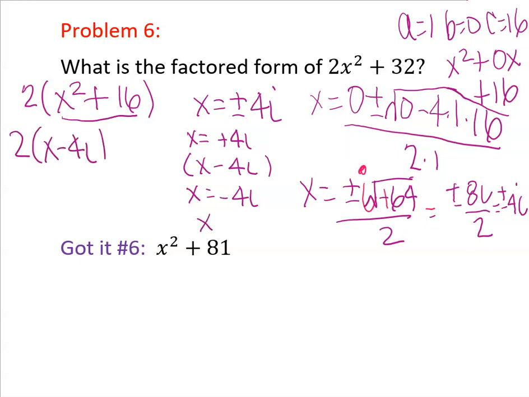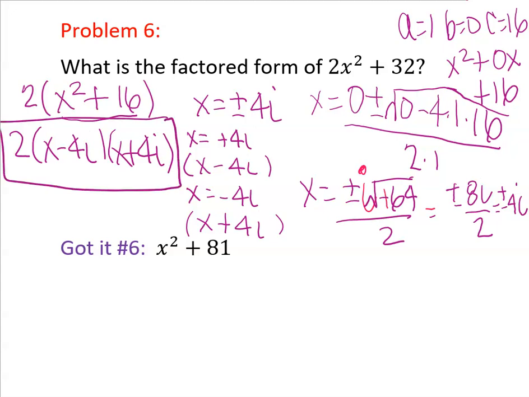And this one becomes x plus 4i. And the 2 things that you get when you bring them to the left are the factors. Okay, now that we've seen one, you might not have to go through that whole thing, okay? So my factored form is 2x minus 4i, x plus 4i.